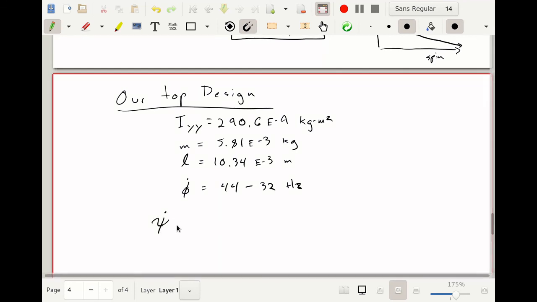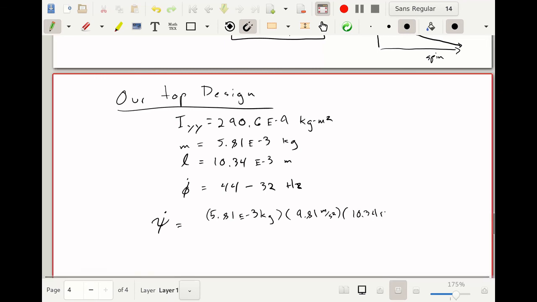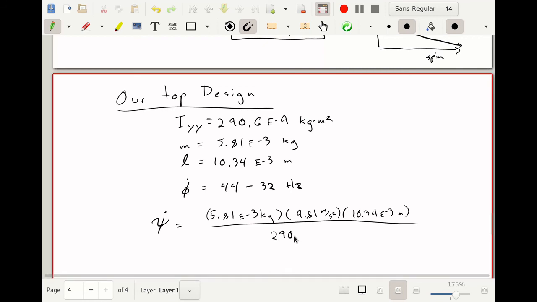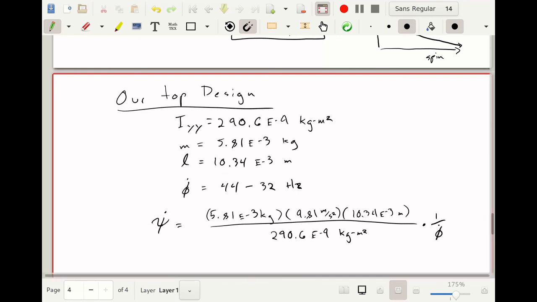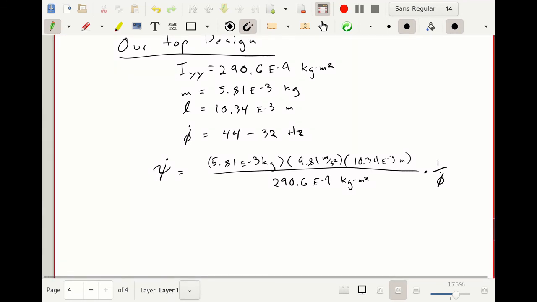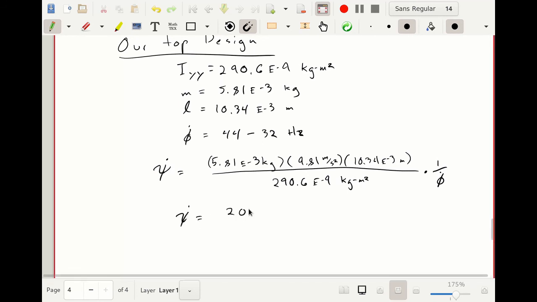So psi dot is equal to 5.81 times 10 to the negative 3 kilograms times 9.81 meters per second squared times 10.34 e negative 3 meters divided by 290.6 times 10 to the negative 9 kilogram meter squared times 1 over phi dot. So psi dot is 2032.2 over phi dot.